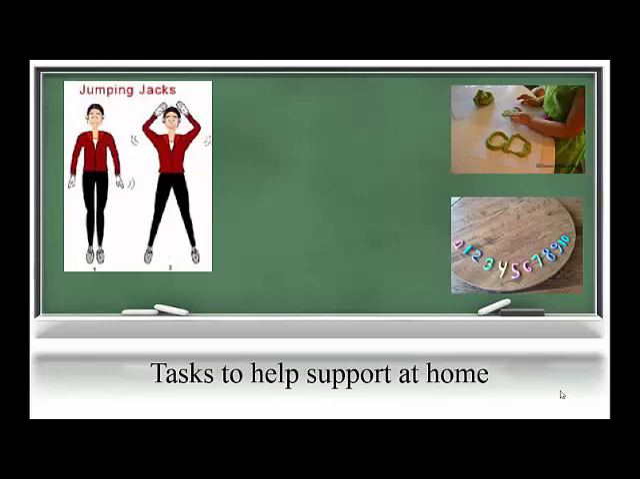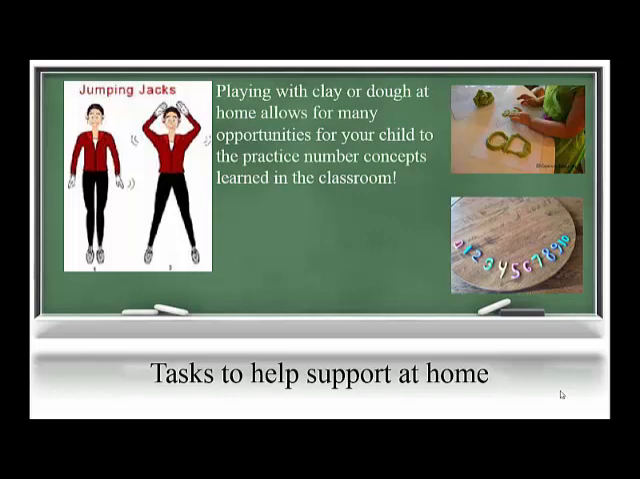Here are some further ideas to support your child at home. These are tasks that will strengthen the child's grasp of the skills. While your child is playing outdoors, you could ask your child to do a given number of jumping jacks. For example, show me 7 jumping jacks. Next, you could make the task more challenging by asking your child to do an amount of jumping jacks equal to the amount you do. The idea of utilizing clay or dough also allows your child to manipulate the material to shape numerals and represent given quantities by ripping off pieces equivalent to the quantity given.